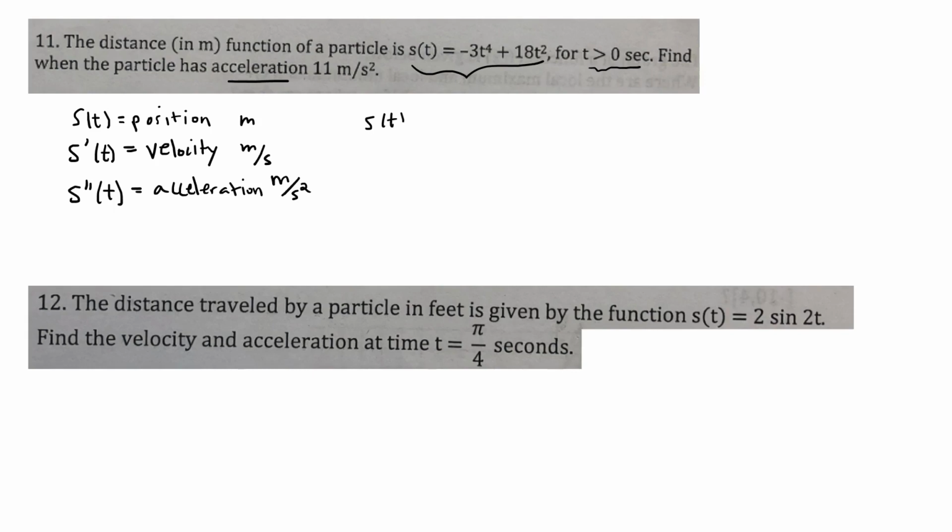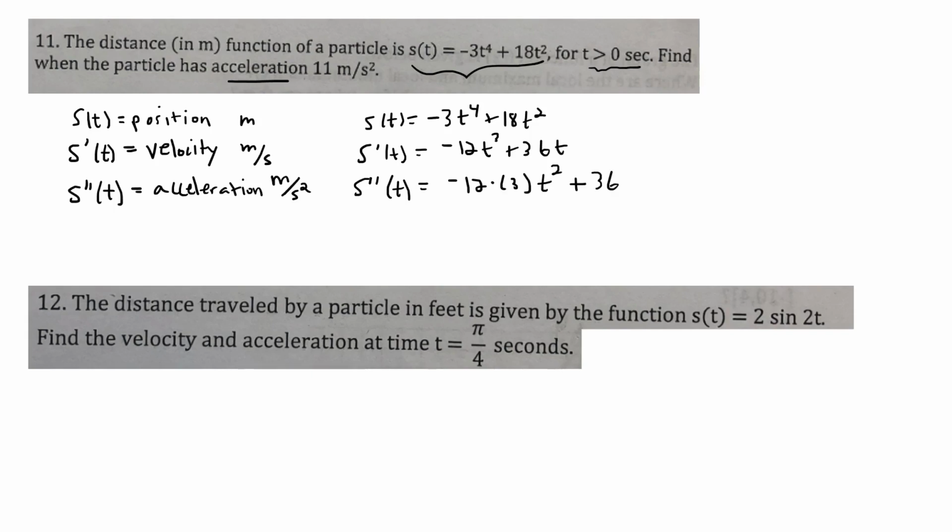So, if your position function is negative 3t fourth plus 18t squared, then your derivative is negative 12t cubed plus 36t. And your second derivative would be to take the negative 12, bring down the 3 and take t squared, and then plus the 36. So that's going to be negative 36t squared plus 36. That is your second derivative. That is your acceleration.